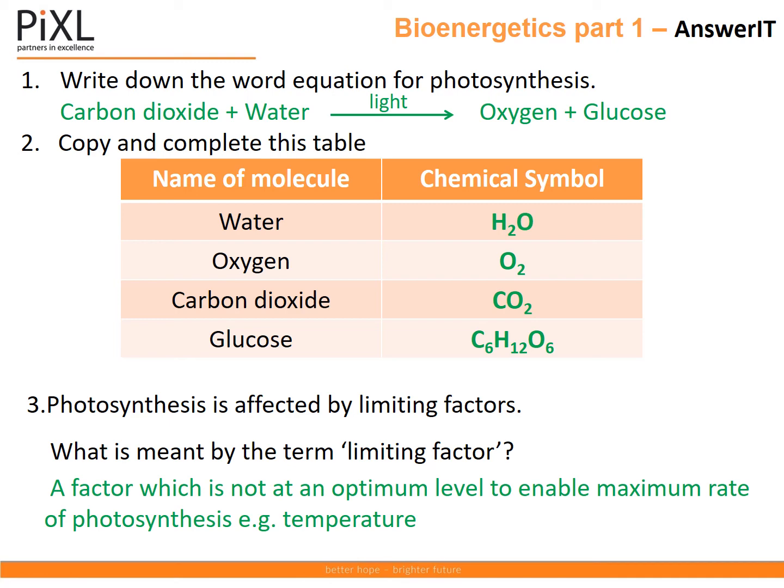Question number 3, slightly trickier. Photosynthesis is affected by limiting factors. What is meant by the term limiting factor? It's a factor which is not at an optimum level to enable maximum rate of photosynthesis. So in other words, limiting factors are factors that reduce or plateau or keep level the rate of photosynthesis after its optimum.